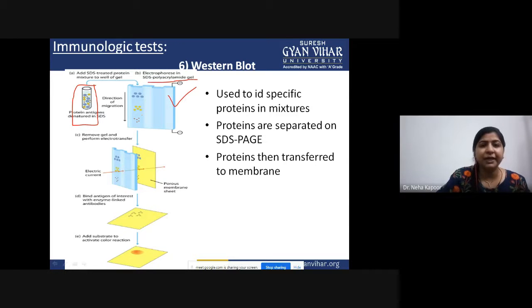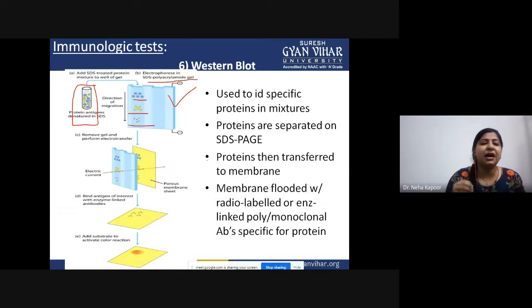So once you have performed this complete experiment, you will be able to separate these proteins depending upon their molecular weight. Once this process is done, then these separated proteins are transferred from gel to membrane. This is a porous membrane sheet, the yellow one. We will be transferring these separated proteins from the gel onto this membrane. This membrane will now have the complete fingerprint of proteins.